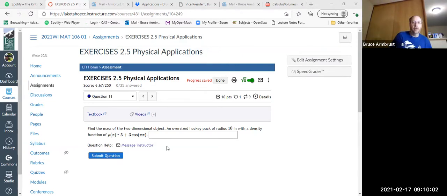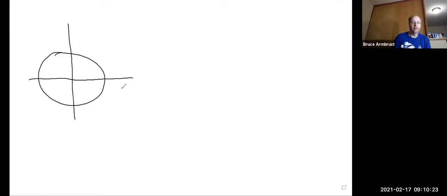So I'm going to start as I always do, which is drawing a picture. So let me go to the whiteboard real quick. Clear all that stuff. All right, so we've got a hockey puck of radius 10. Looks something like that. And we want to find its mass if we know that the density is given by 5 plus 3 cosine of pi x.